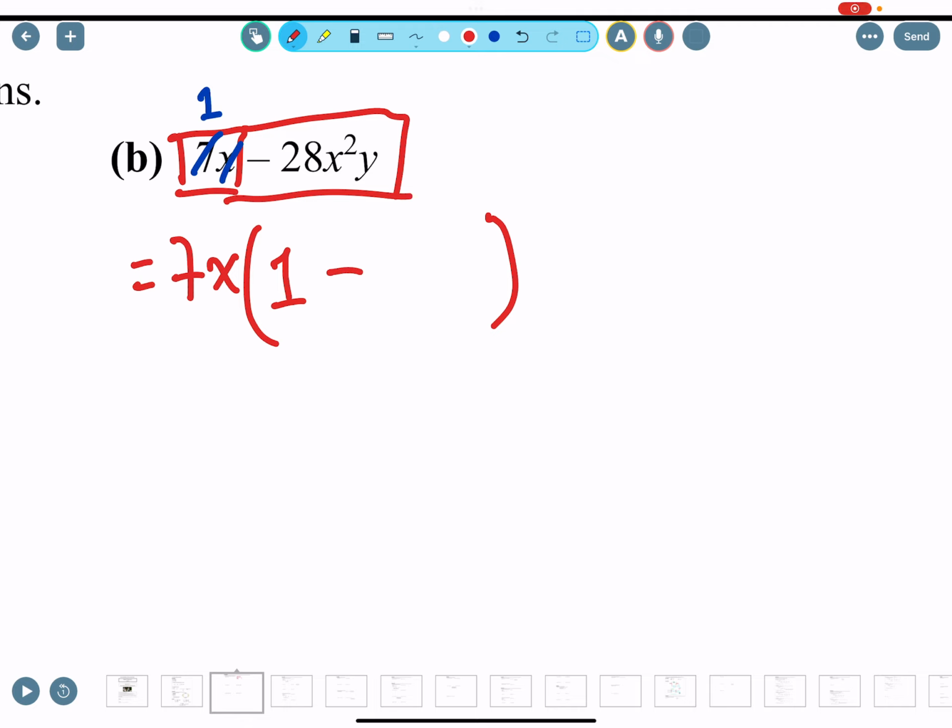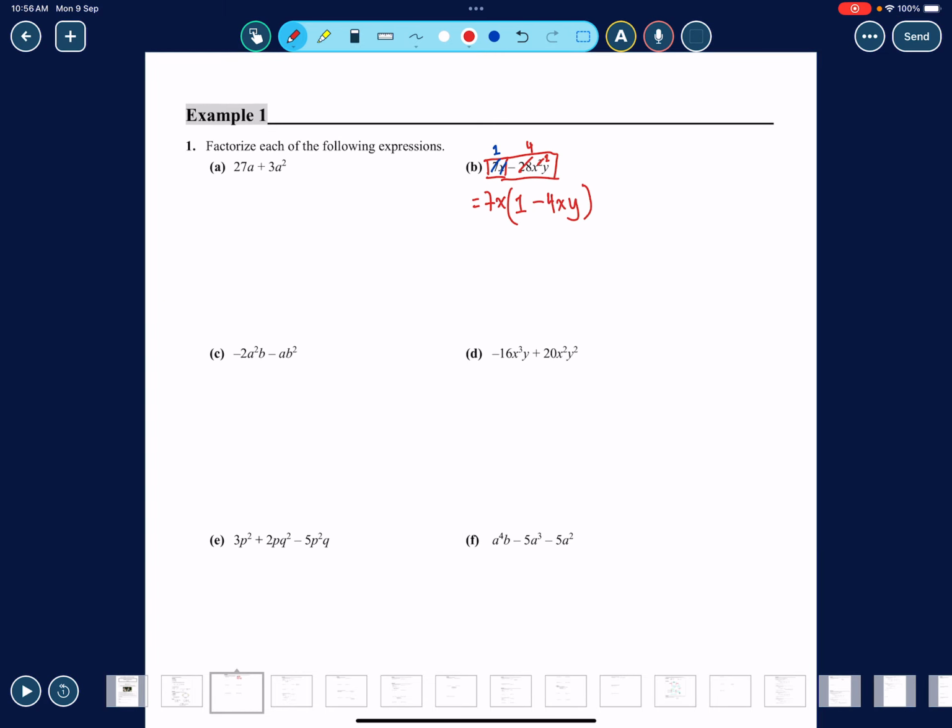Minus is still minus. 28 divided by 7 is 4. So we're going to write 4 here. We take away 1x from x squared. So it's 1 left, right? X to the power of 1, or just x. We never dealt with y, so it's still there. So the answer is 7x bracket 1 minus 4xy. Alright, so that's factorization.